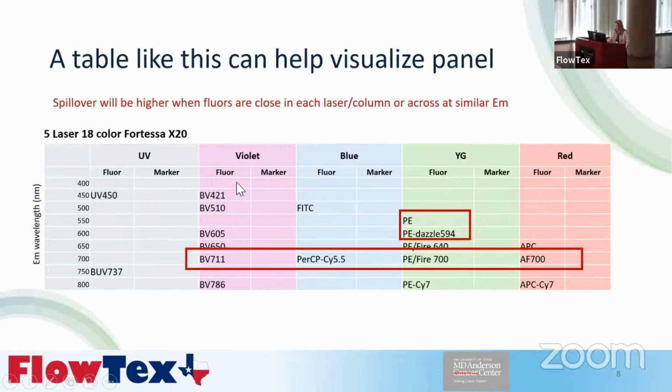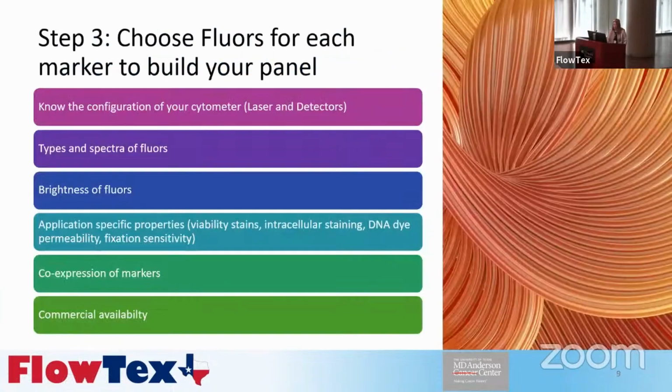And if things are close here within one laser, like a BB421 and a BB510, there's going to be more spectral similarity between those dyes. And the same thing goes as we go across. So keep this table in mind because I'm going to come back to this as I illustrate a couple of panels. Okay, so step 3 is choosing your fluors.